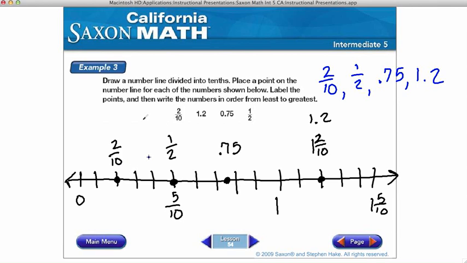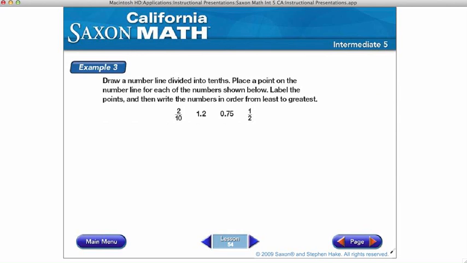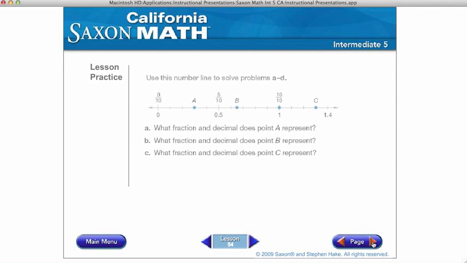Make sure that when you label your points, you can either draw little arrows to them if you want to, or put your labels on top and put your others on the bottom. All right? I think that's it. Your lesson practice does go on to the next page, so make sure you look along at this. All right, see you tomorrow.